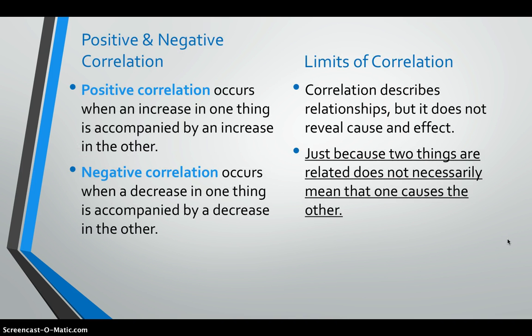There's positive and negative correlation. Positive correlation occurs when an increase in one thing is accompanied by an increase in another. A negative correlation occurs when a decrease in one thing is accompanied by a decrease in another.